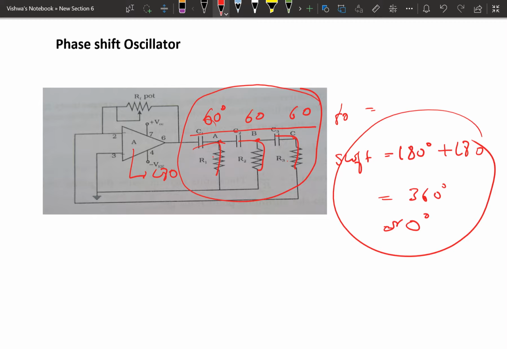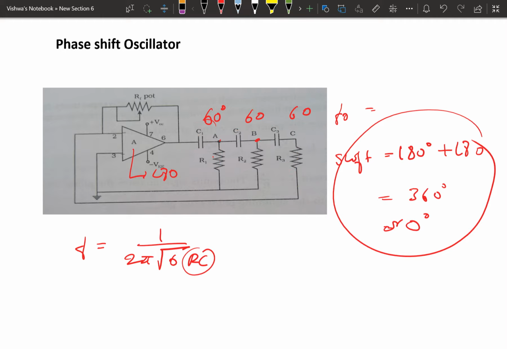The particular frequency is calculated as f naught equal to 1 by 2 pi square root of 6 RC. Here RC is taken from the RC network, where each resistor has the same value, and each capacitor also has the same capacitance value. Then the frequency is 1 by 2 pi root 6 into RC.